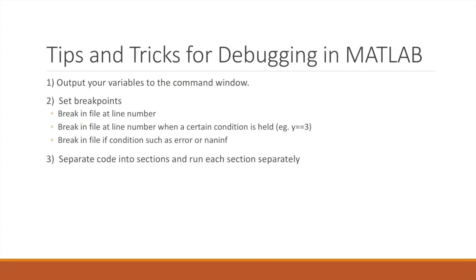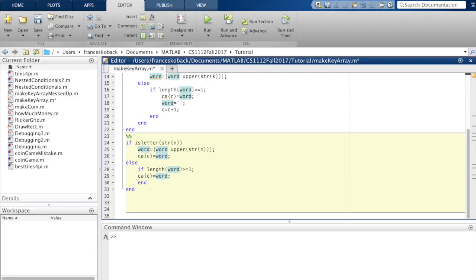So the final tip I have for debugging in MATLAB is to separate your code into sections and run each section separately. So to do this in MATLAB, you go into your editor on whatever program you're debugging and write in 2 percentage symbols. And this will cause a portion of your code to turn yellow, which is showing you that there's a separate section now. And up in the editor window, you can see that there are buttons called Run and Advance, Run Section, Advance, and this is showing you that you can run each section separately instead of running the entire program at once.